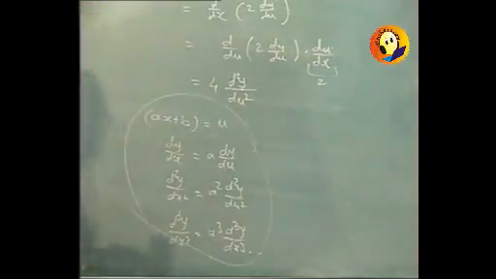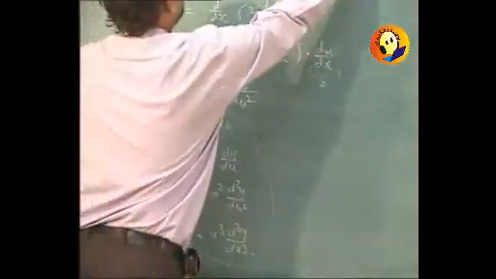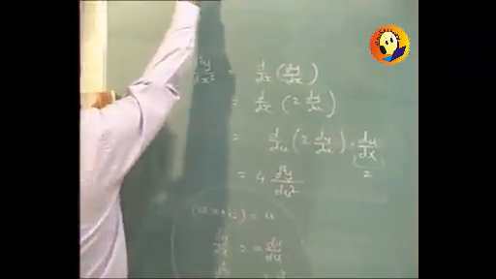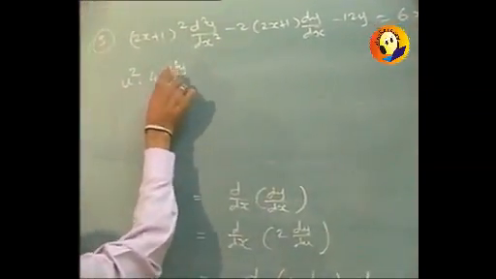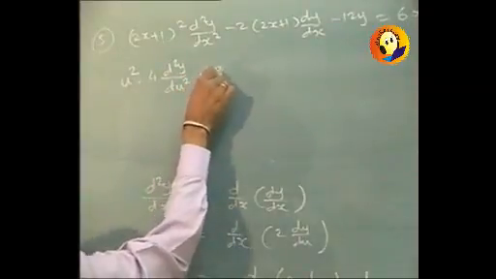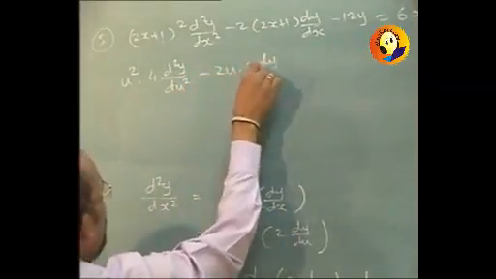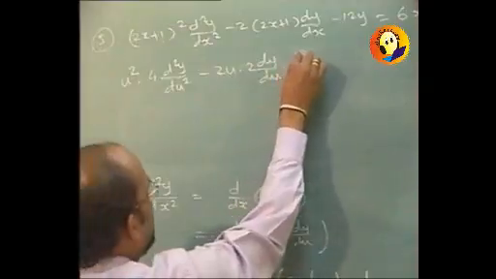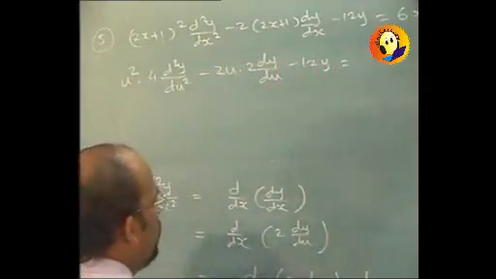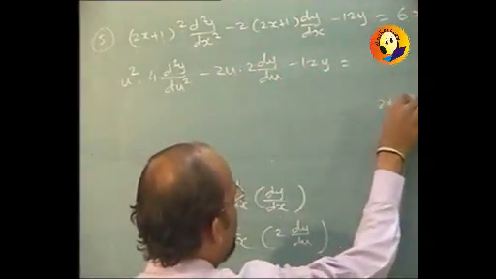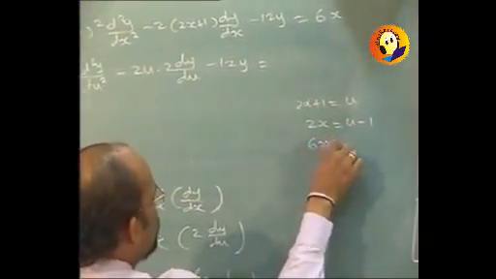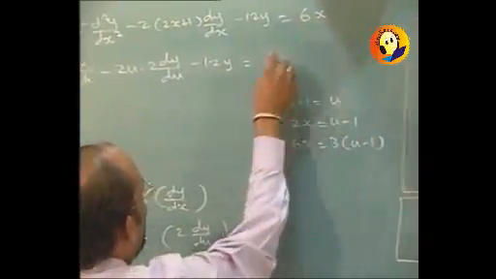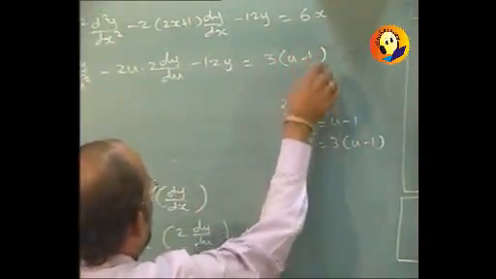These steps are to be shown, and so when we substitute, the given differential equation will now turn out to be, 2x plus 1 is u, so u square into 4 d2y by du square minus 2u into 2 dy by du minus 12y equal to, the substitution was 2x plus 1 is equal to u, so 2x is equal to u minus 1. Obviously 6x will be 3 into u minus 1, so the right hand side will be written as 3 into u minus 1.